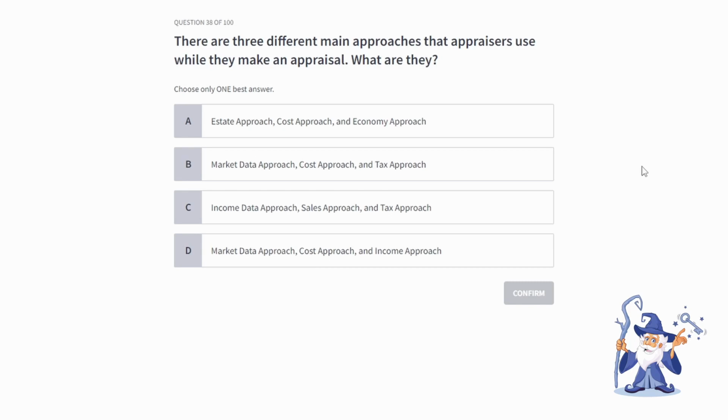B, the market data approach, cost approach, and tax approach. C, income approach, sales approach, and tax approach. And D, market data approach, cost approach, and income approach. So, like always, think that one over and come with your answer.